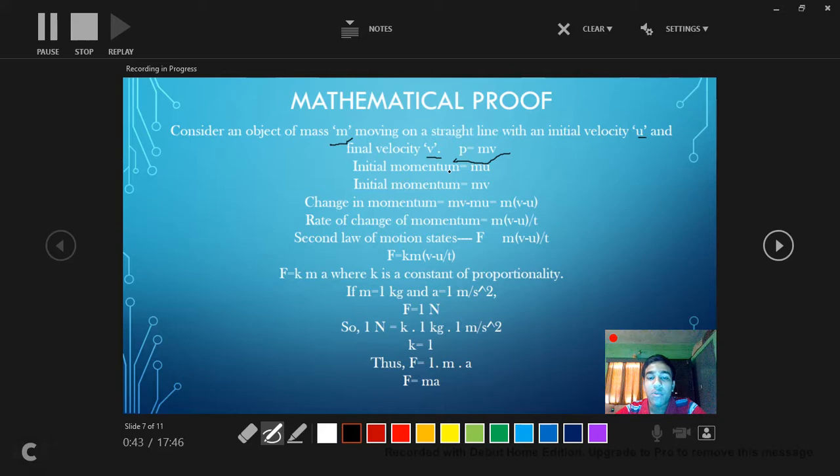So initial momentum is equal to mu, where u is the initial velocity. And I'm sorry, the final momentum will be mv, with v the final velocity.